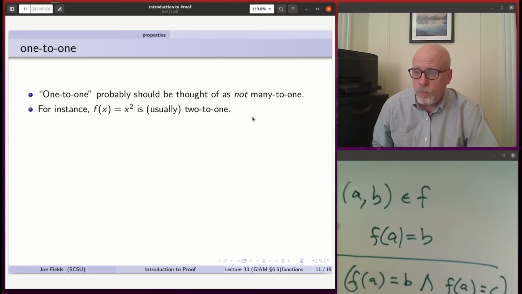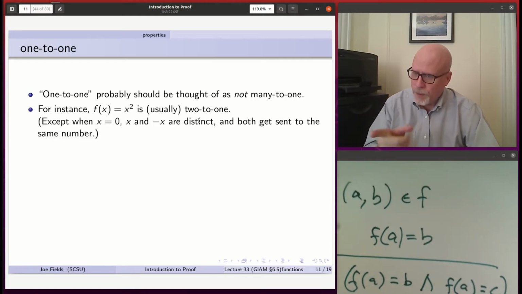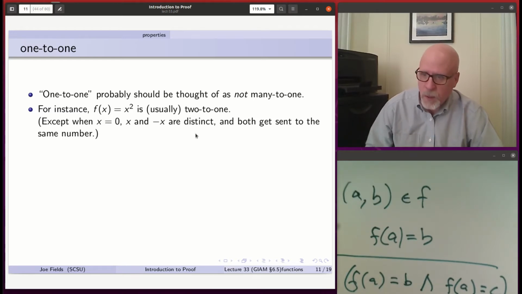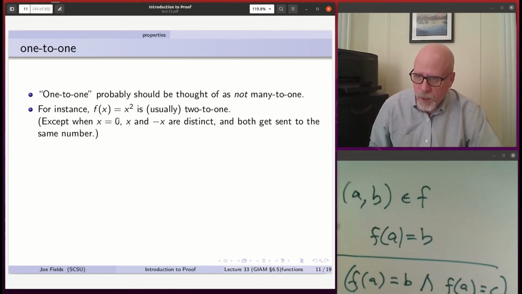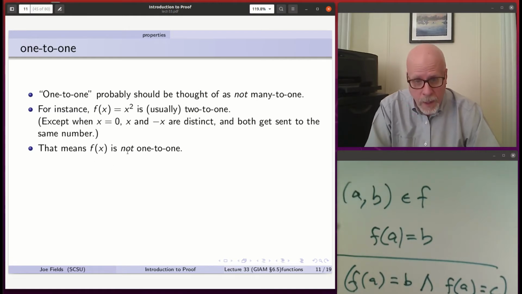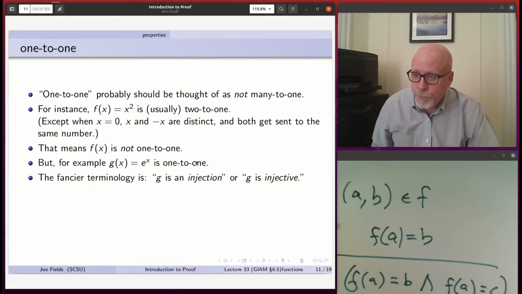Right, so, oh yeah, I made that point. Except when x equals 0, x and negative x are distinct, and both get sent to the same number, whatever x squared is. But of course, when x is 0, x and negative x are the same number, so we don't really have an issue there. Okay, so that means that that function is not one-to-one. One of my favorite examples of a function that fails to be one-to-one.